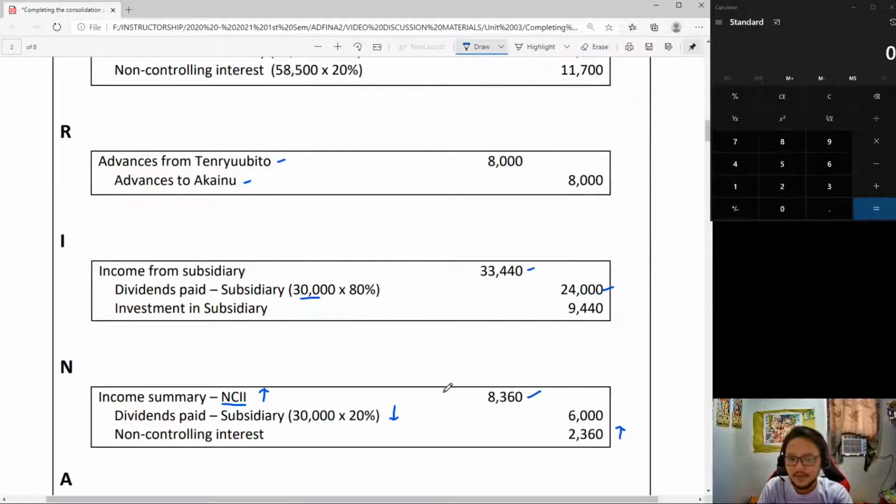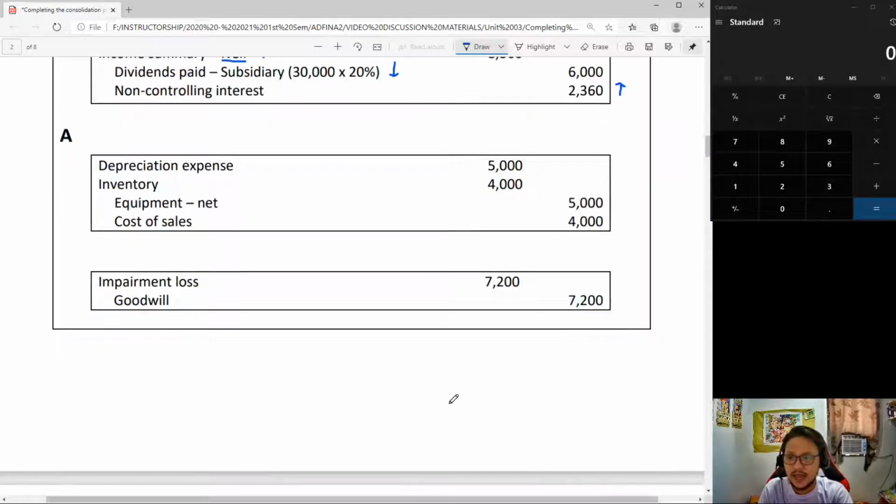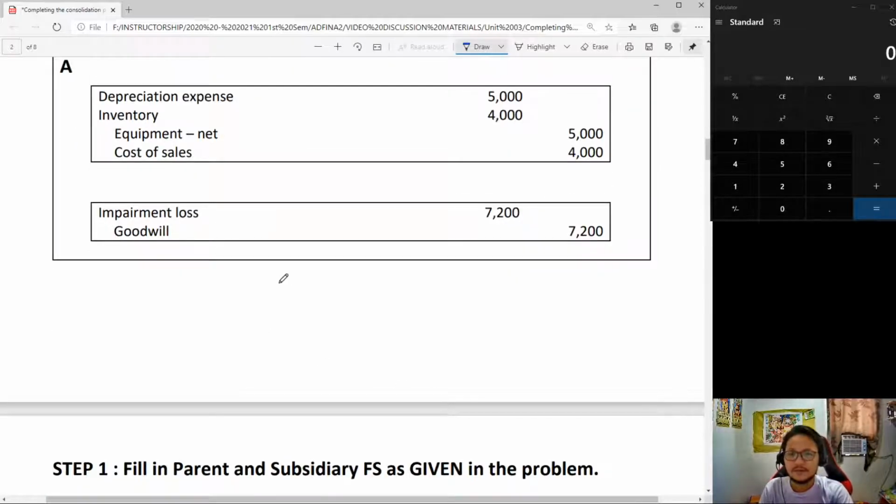Last part of our working paper entries is A, or the amortizations. Well, depreciation expense, this is for the undervaluation of our PPE. And the inventory which was sold during the year, we also have it here. They will be charged against their related assets. I mean, ito yung asset actually, and then cost of sales is the expense reduction.